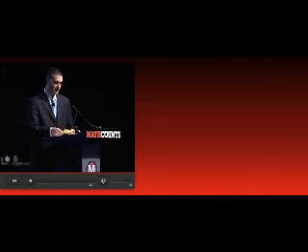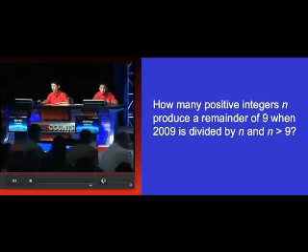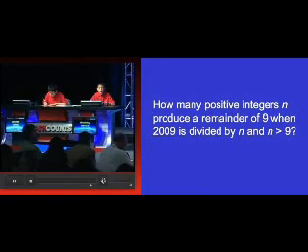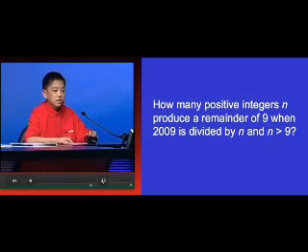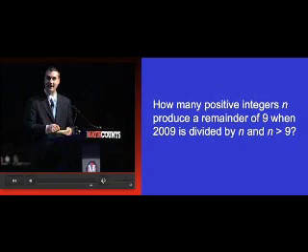Moving on to the next question of our final matchup, and that question is, how many positive integers n produce a remainder of 9 when 2009 is divided by n and n is greater than 9? Bobby. 15. 15 is the correct answer. Bobby gets on the board, ties the game at 1-1. Moving on to the third question of the matchup.